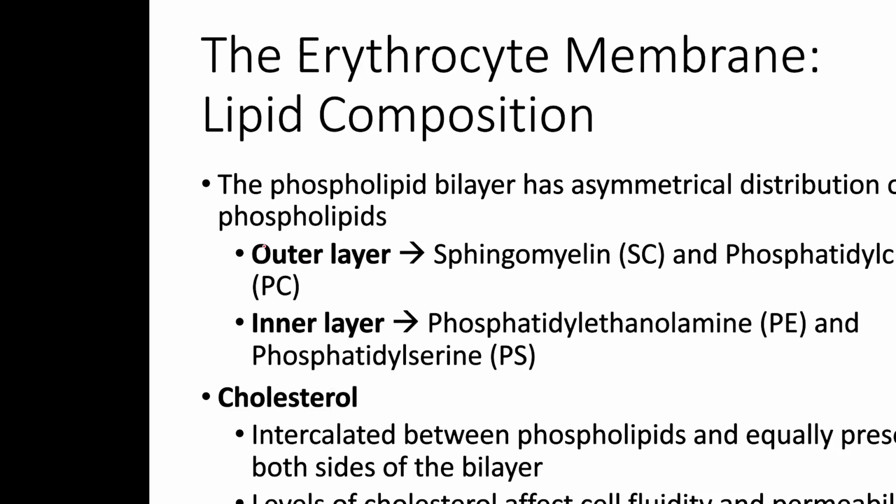So there's a few things that we talk about in the phospholipid bilayer, especially in your red cells. In the outer layer, we have sphingomyelin and PC, and in the inner layer, we have PE and PS. Cholesterol will be sandwiched in between the phospholipid bilayer and will be present on both sides. The amount of cholesterol will affect the cell fluidity and permeability.